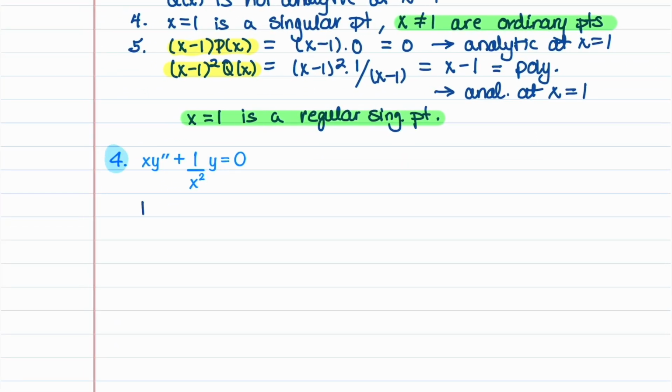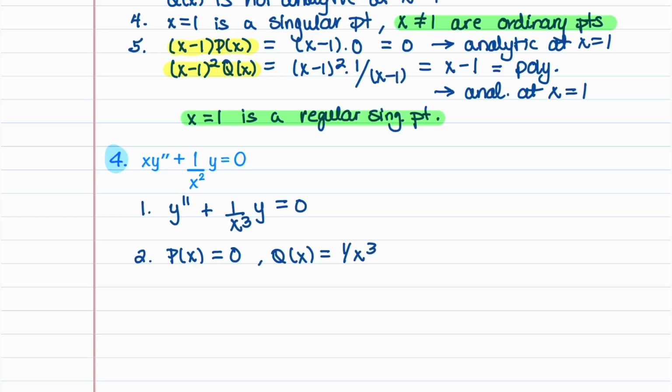The first thing we want to do is put our equation in standard form, so we're going to divide by x. So we have y double prime plus 1 over x cubed times y is equal to 0. Second step is to find p of x and q of x. Just like in example 3, p of x is equal to 0 because we have no y prime term. And then q of x is equal to 1 over x cubed.